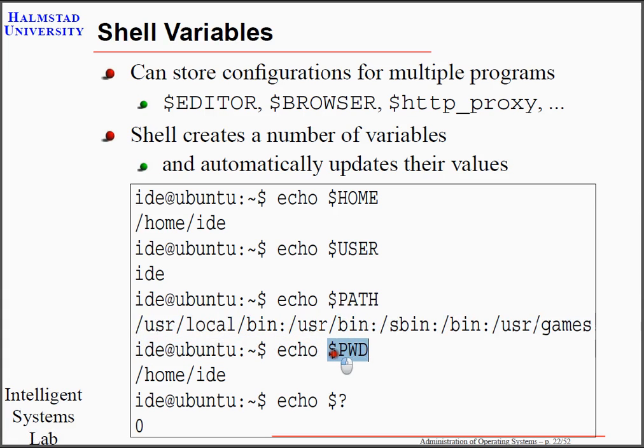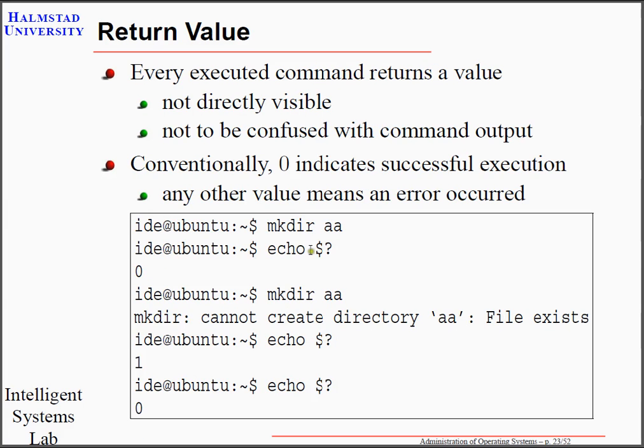There is a variable called pwd, which contains the current directory. And then there is, of course, this is just examples, but one more example which is interesting is a variable called question mark. And this one contains a number. And that number is something called the return value. So every time you execute a command in a shell, that command returns a particular value. And that value is not directly visible. It's not something that's printed on the screen. That's not the same thing as command output.